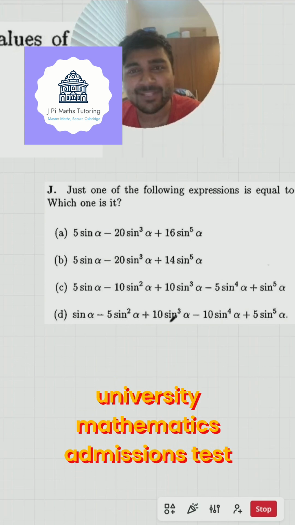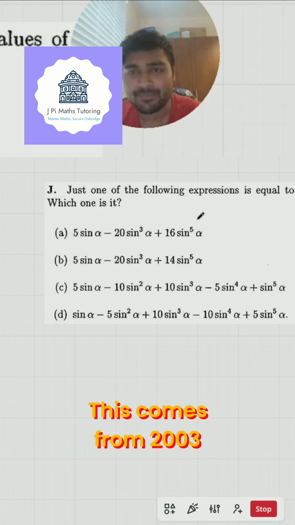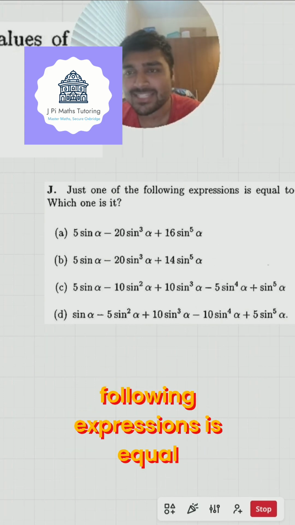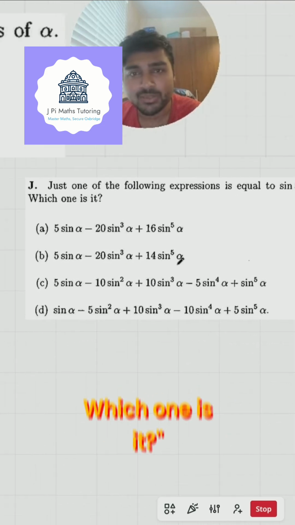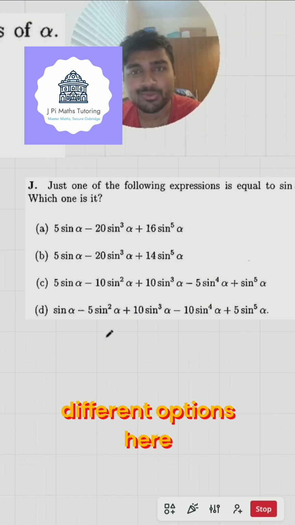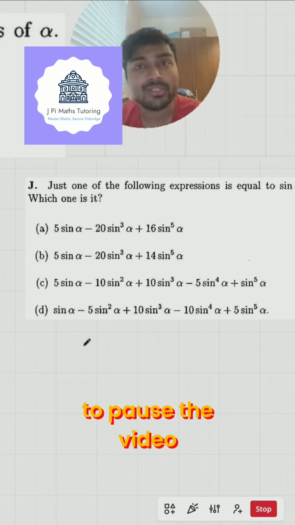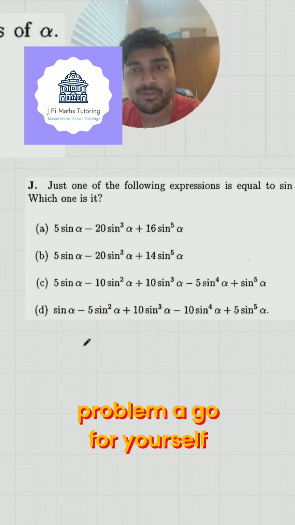University Mathematics Admissions Test. This comes from 2003. Just one of the following expressions is equal to sine of 5 alpha for all values of alpha. Which one is it? And we've got 4 different options here. I do encourage you to pause the video now and give this problem a go for yourself.